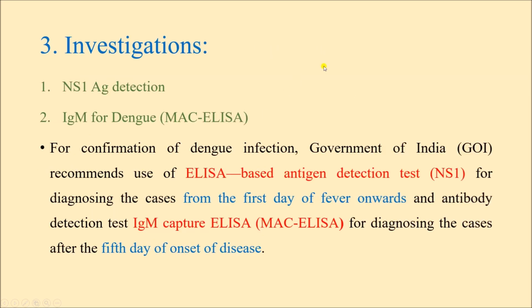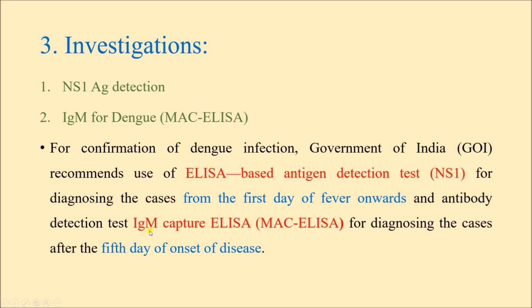Next, coming to the investigations. What are the investigations to be done? First, we need to confirm the diagnosis, and the recommended tests for confirmation of dengue that are recommended by the government of India are the NS1 antigen detection and immunoglobulin M for dengue. So ELISA based antigen detection test, that is NS1, which can be done from the very first day of fever. So if the patient has fever from today, this test can be done from today itself.